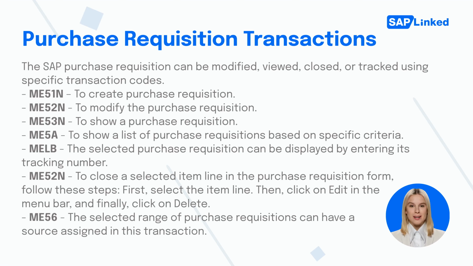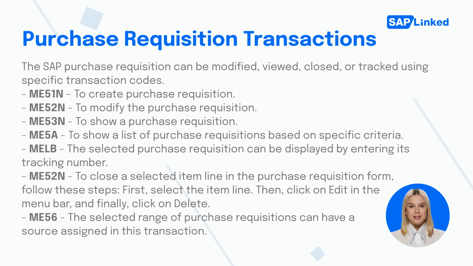ME51N to create a purchase requisition. ME52N to modify the purchase requisition. ME53N to show a purchase requisition. ME5A to show a list of purchase requisitions based on specific criteria. MALB. The selected purchase requisition can be displayed by entering its tracking number.